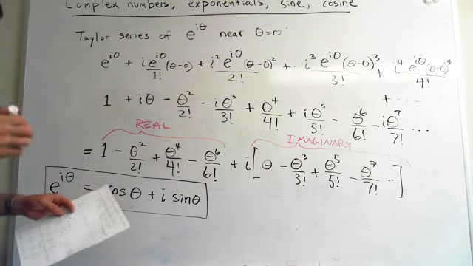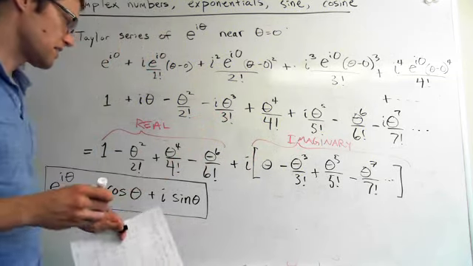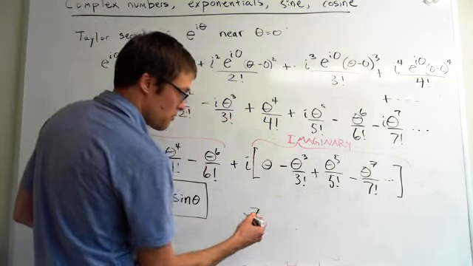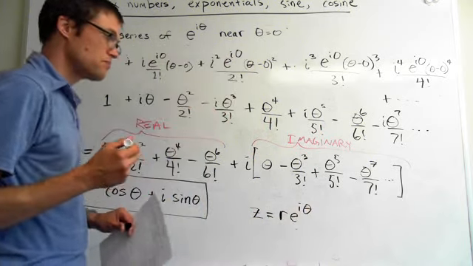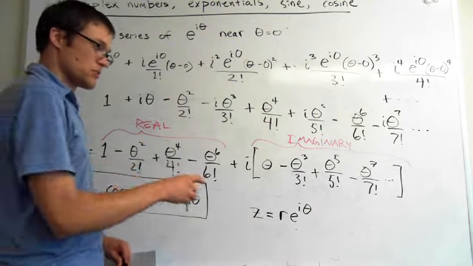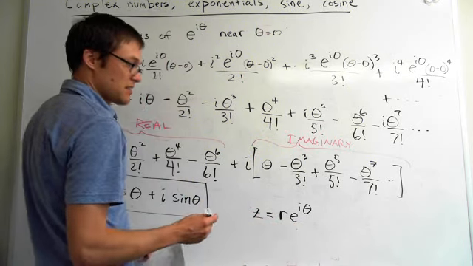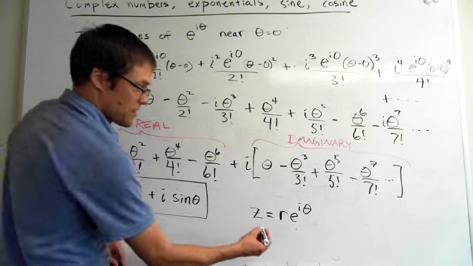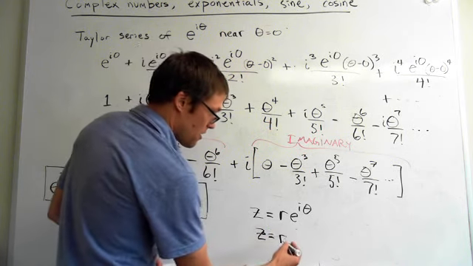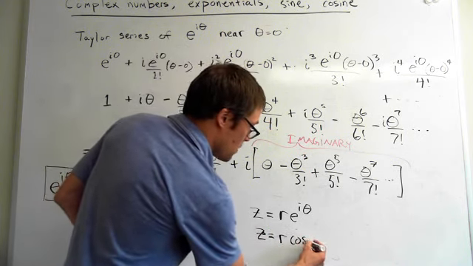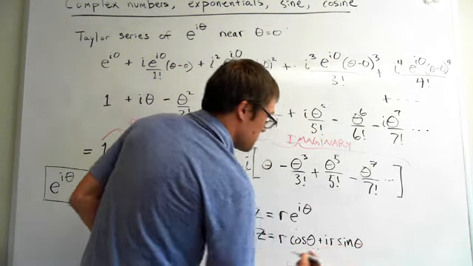And now, another point that I would make is that in the last board that I erased, I wrote down that one way to represent an arbitrary complex number is just r e to the i theta. This is an arbitrary complex number whose distance from the origin of the complex plane is r, and its angle from the real axis is theta. So if you think of it that way, then this arbitrary complex number can be written as r cos theta plus i r sine theta.